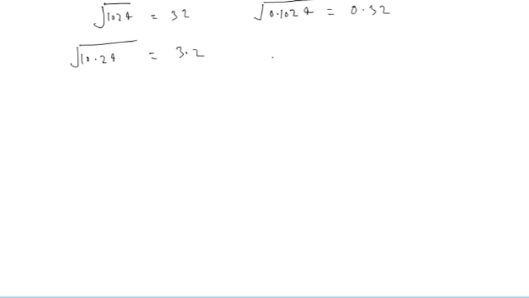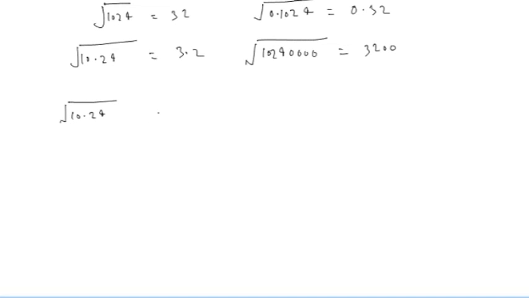So here the square root of 1024 is 32, the square root of 10.24 will be 3.2, and the square root of 0.1024 is equal to 0.32, and the square root of 1024, 1234 is 3200. Okay, so solve the given question.